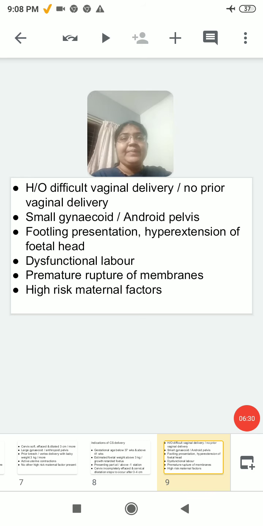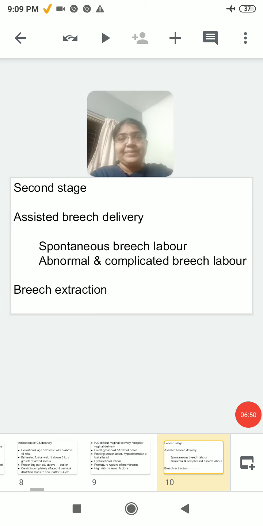Footling presentation, hyperextension of fetal head. These are all the abnormalities which are in favor of the cesarean section. Dysfunctional labor, premature rupture of the membranes, and high risk maternal factors. These also indicate cesarean section.